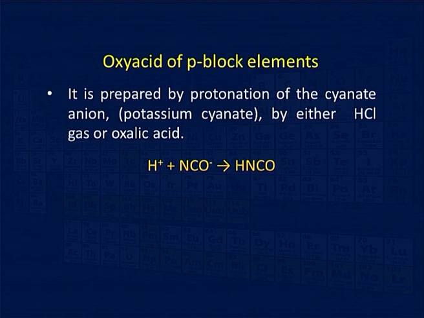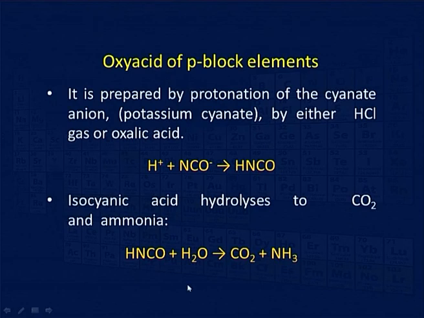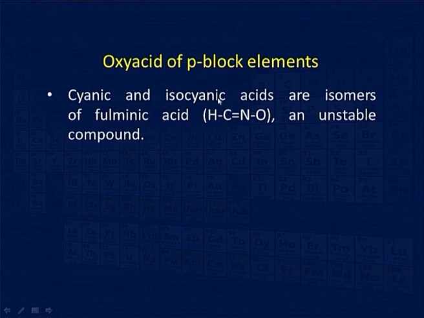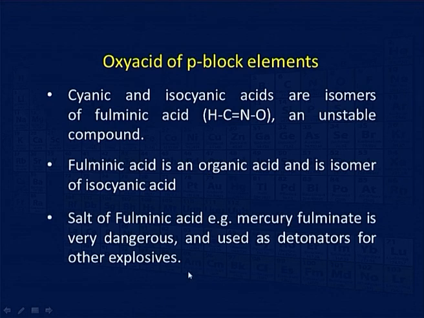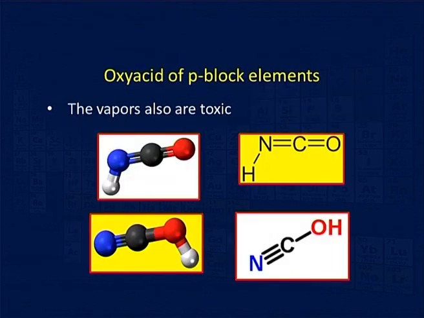This is the reaction for formation of the acid. Isocyanic acid hydrolyzes to carbon dioxide and ammonia. This is the reaction with water, forming carbon dioxide after hydrolysis along with ammonia. Cyanic and isocyanic acid are isomers of fulminic acid, an unstable compound. Fulminic acid is an organic acid and an isomer of isocyanic acid. Salts of fulminic acid, for example mercury fulminate, are very dangerous and used as detonators for other explosives. The vapors of fulminic acid are also toxic.